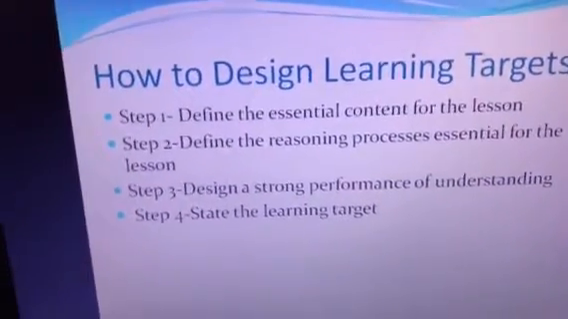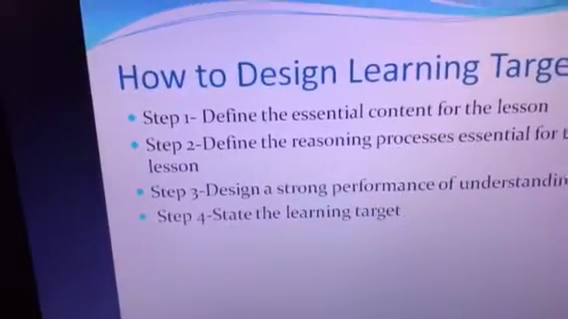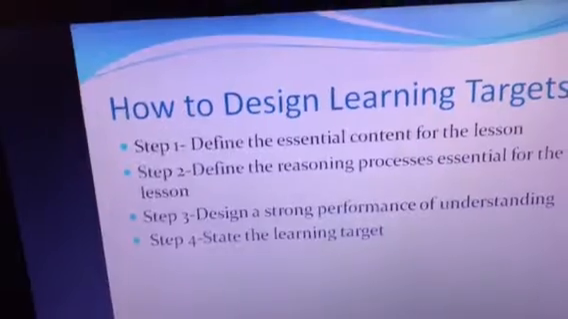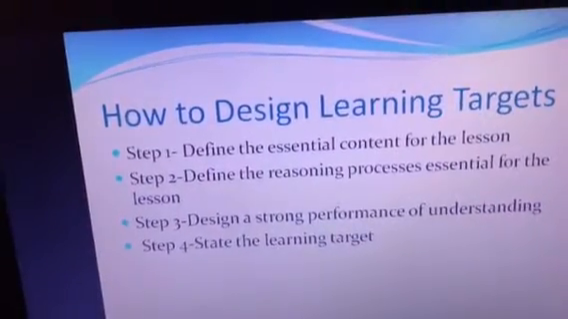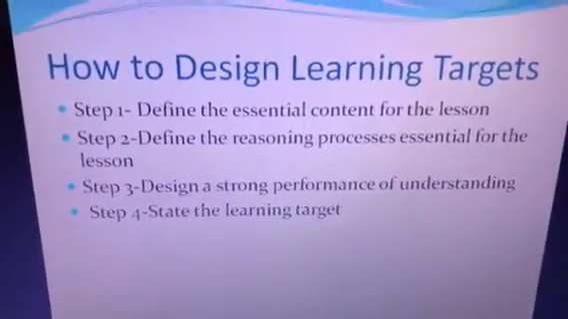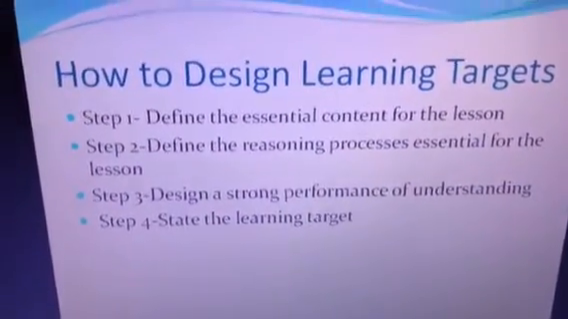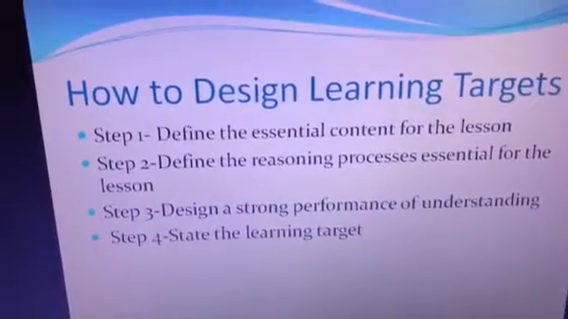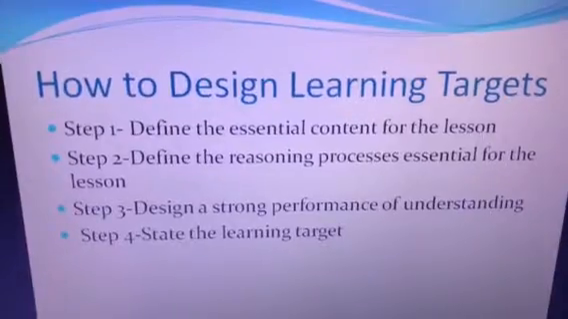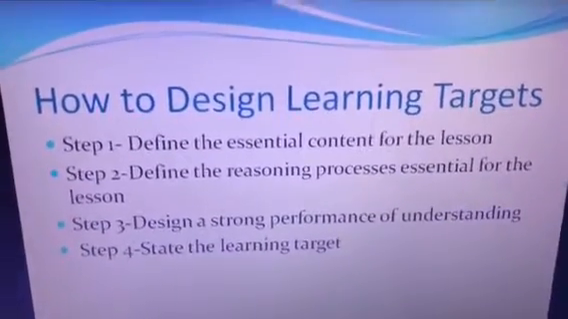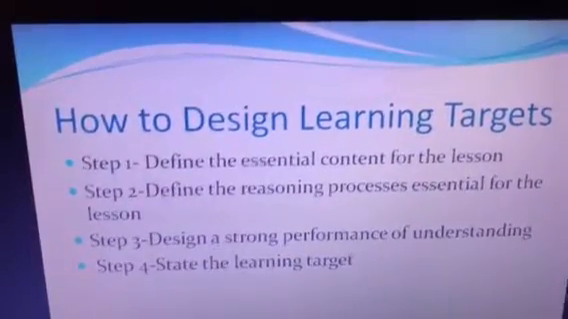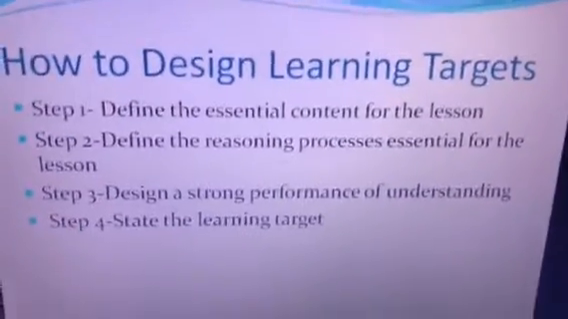Step 2, define the reasoning process essential for the lesson. Using Bloom's taxonomy to decide on what you're going to use to promote a deeper understanding is important. Step 3, design a strong performance of understanding. Provides one of a number of ways in which kids can learn and produce evidence. Step 4, state the learning target. Using the "we will" in the learning target makes it from the student's point of view. Also using student-friendly language is important.